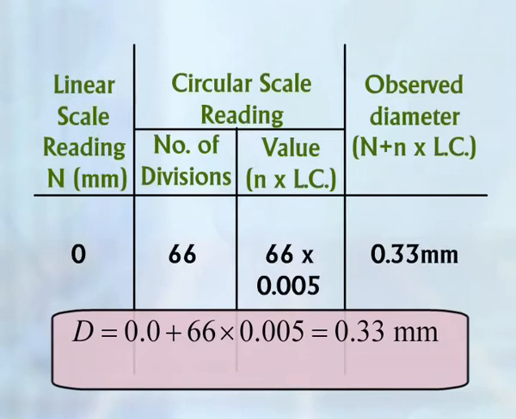Therefore, the diameter of the given wire D is 0.33 millimeters or 0.033 centimeter.